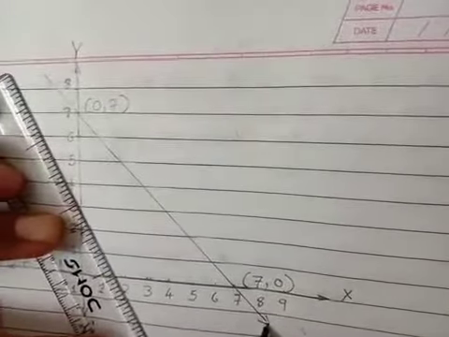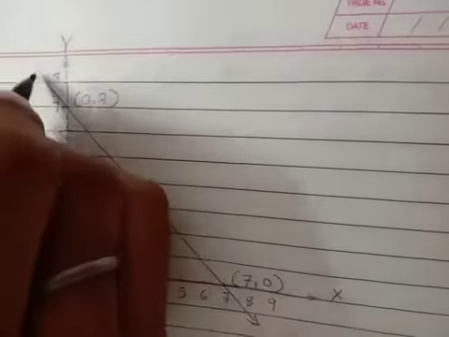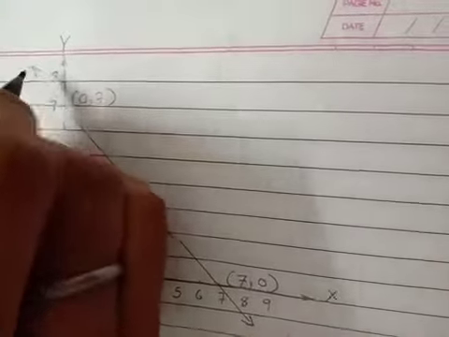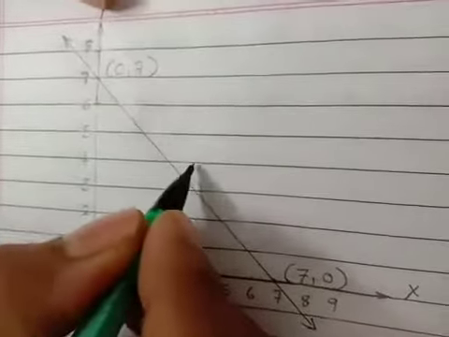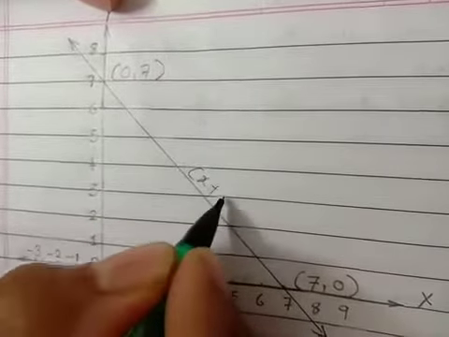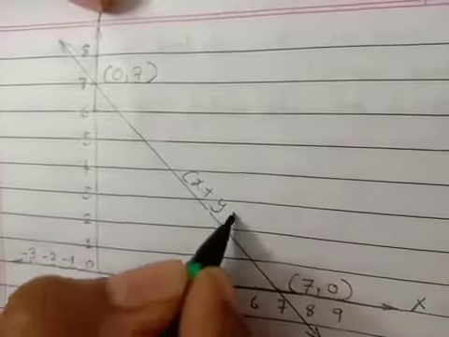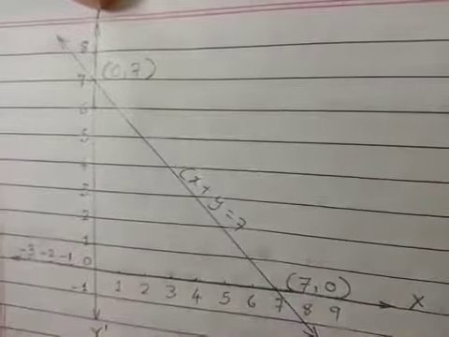On joining both these points we will get the required line, x plus y equal to 7.